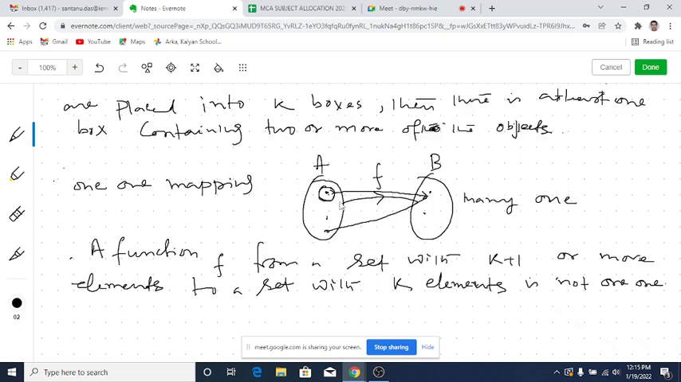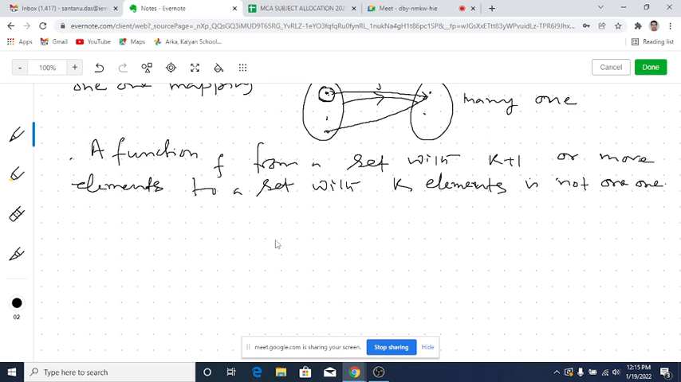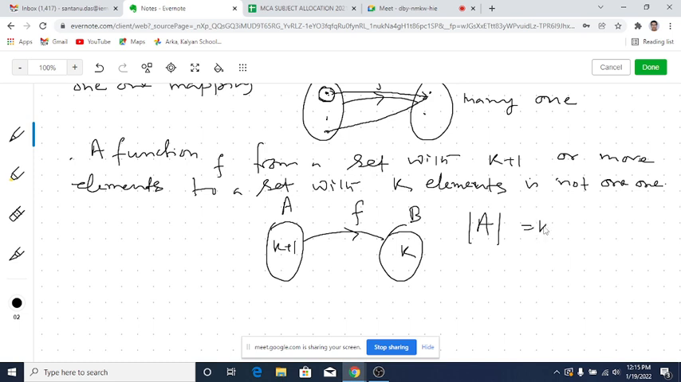So that means what we have told, say for example, this is let's say the domain. In the domain there are k plus 1 elements. In the codomain there are k elements. So here I need to show that if I define a function from this set to this set, where A is the domain and B is the codomain, and the set A is having k plus 1 elements and the set B is having k elements, then I am telling here that there cannot be any function f mapped from this A to B that is 1-1. That means f cannot be 1-1.